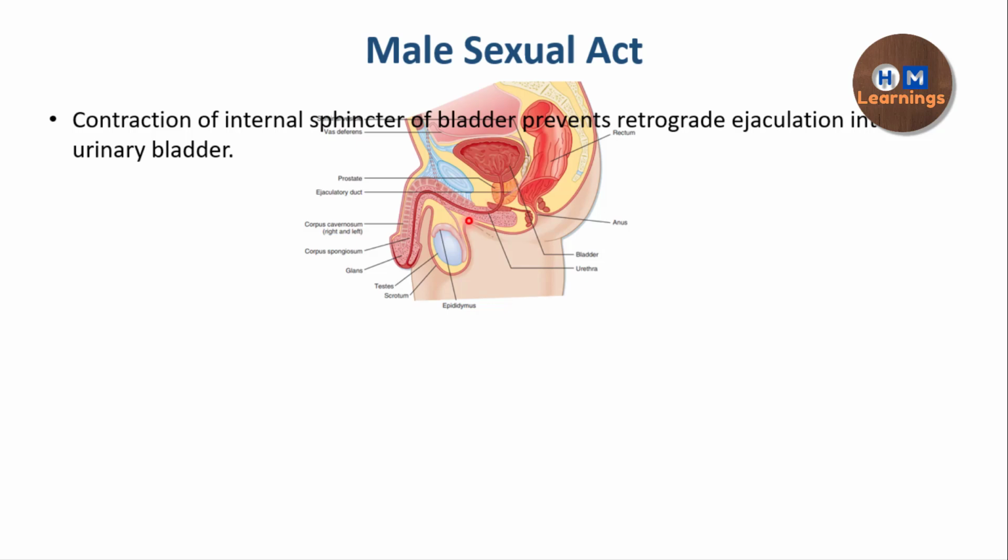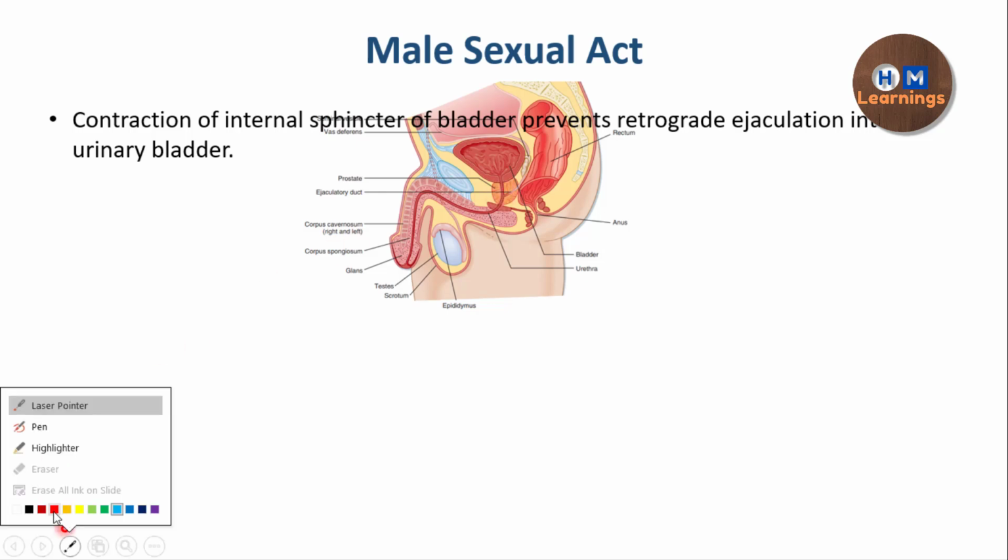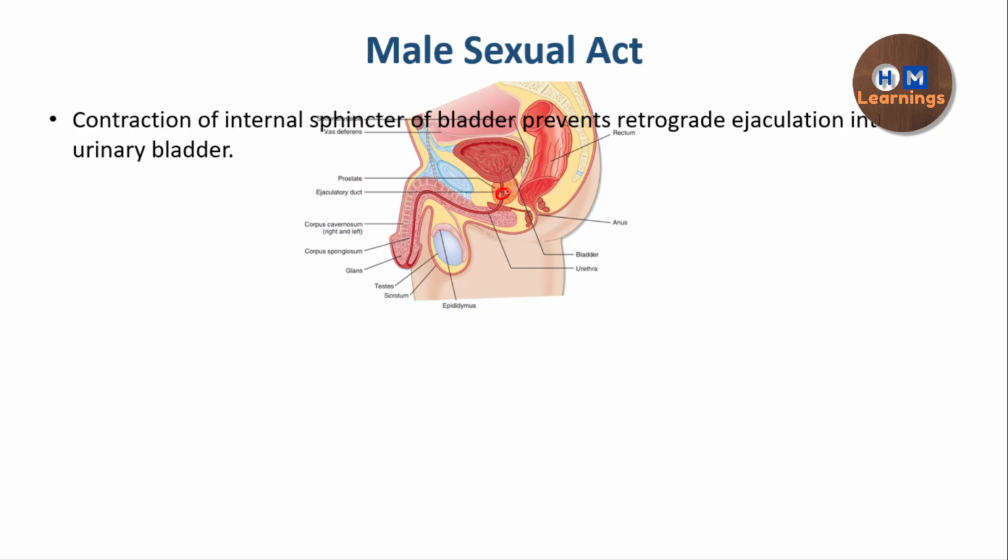Now initially, when the vas deferens has contracted, the content has come here. After that, if the prostate contracts, the sperm will move forward. Then if the seminal vesicles contract, the sperm will move even further forward, because they produce a pushing force which leads to the forward movement of the sperm. So now the sperm has ultimately entered into the bulbous part of the urethra.